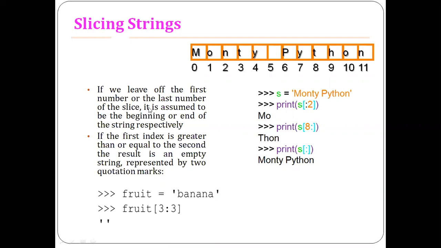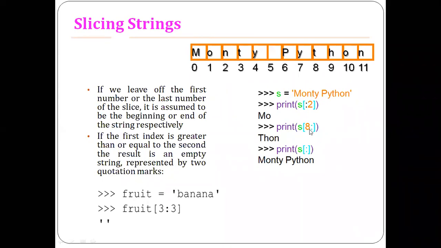If you leave off the first number and the last number of the slice, it is assumed to be the beginning or end of the string respectively, right? So if you leave the first character or the last character, it means it is either from the beginning or to the end. Look at this example: S[:2]. That is from the beginning to the second character, excluding the second character. That's why it will print the zero value, the character at the 0th index and the character at the first index, not at the second index.